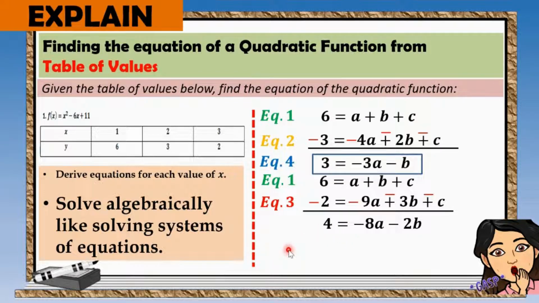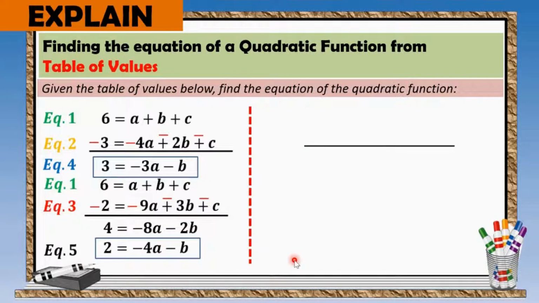So, as you can see, each term is divisible by 2. So, pwede pa natin siyang mas simplify. So, 4 divided by 2 is 2. Negative 8 divided by 2 is negative 4A. Negative 2B divided by 2 is negative B. So, this is already the simplest form for equation 5.